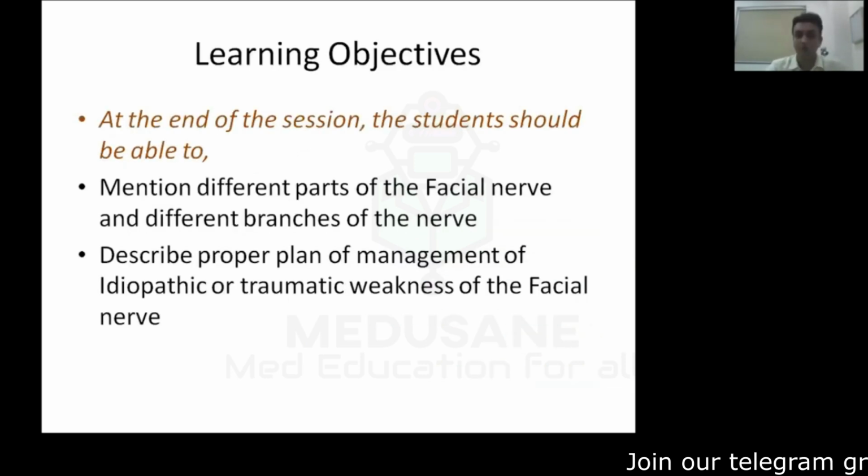The learning objectives for this session are that at the end of it, we want all the students to at least be able to mention the different parts and different branches of the nerve, and also describe a proper plan of management for idiopathic or traumatic weakness of the facial nerve. The idiopathic facial nerve palsy is what we commonly know as Bell's palsy.